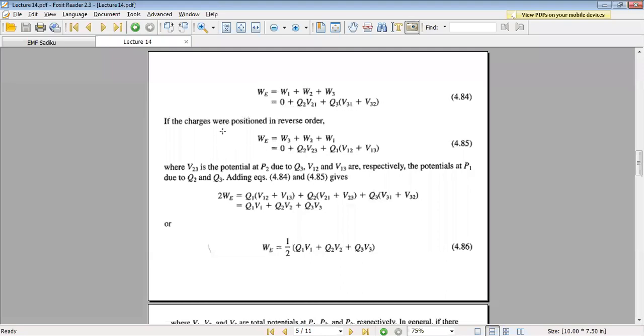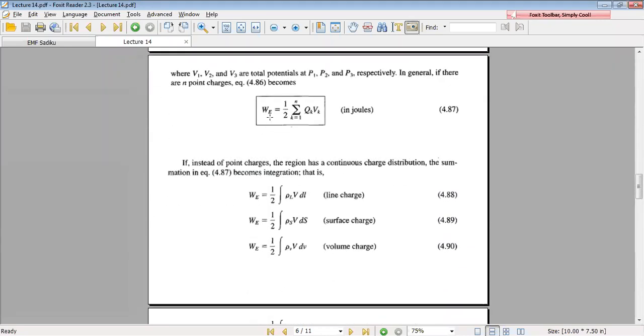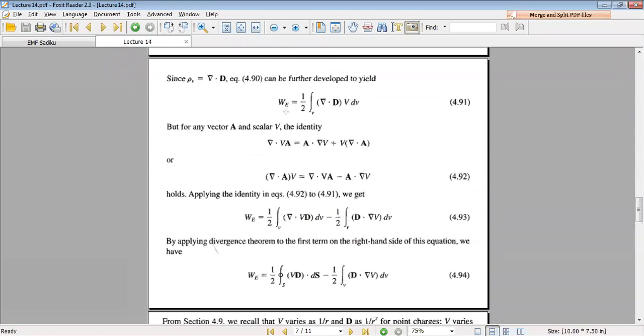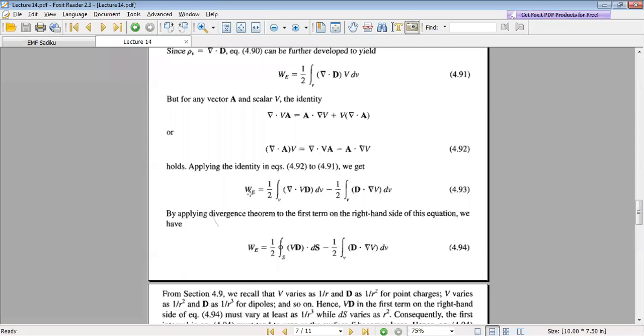The same WE when you are reversing the order. When the charge positions are in reverse order, W suffix E equals W3 plus W2 plus W1. So again, you can get this equation. When you combine these two equations, 4.84 plus 4.85, you get W suffix E equals 1 by 2 (Q1 V1 plus Q2 V2 plus Q3 V3). Fine. The same equations apply for line, surface and volume charges. Here again you apply some properties: del dot (vA) equals A dot del v plus v into del dot A. The same equations will be applied to the given equation, then you can get the value.